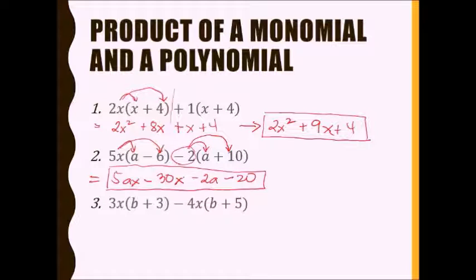Next, for the third one, 3x times b plus 3. So 3x times b, we have 3, not xb ha, bx. Kasi alphabetical po yung variable na pagsulat natin. So 3bx, then 3x times 3 is 9x.